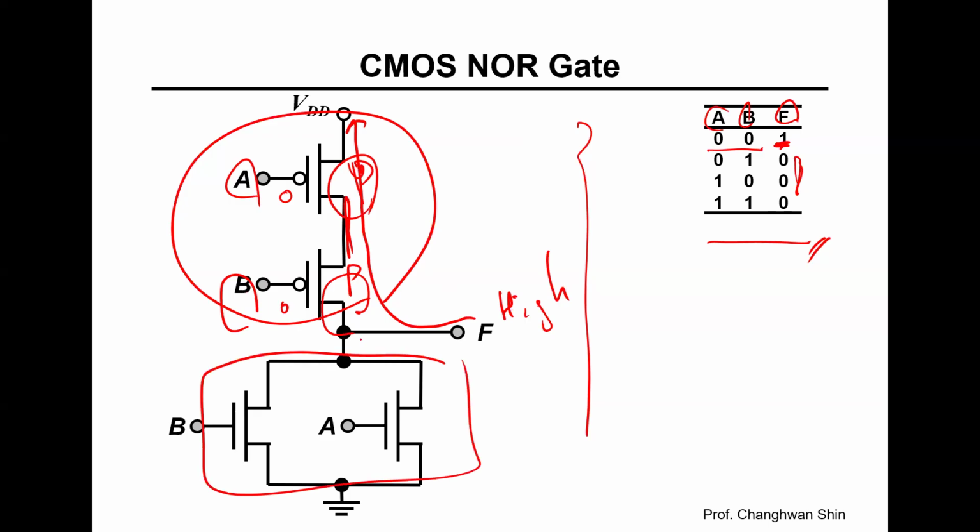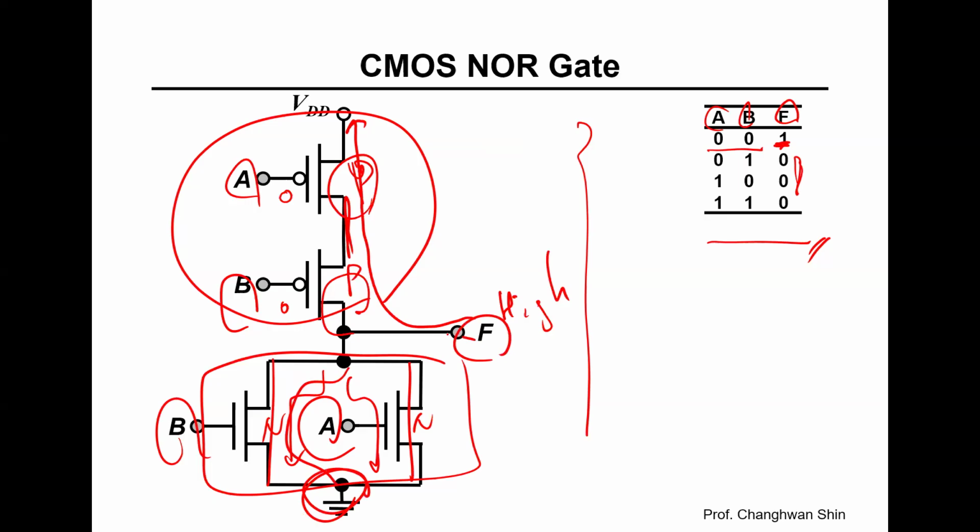Now take a look at the pull-down network. The pull-down network features two NMOSFETs in parallel, right? If either input A or B is high, at least one N-channel transistor conducts, creating a path to the ground, right? From here to there. So pulling the output node low.